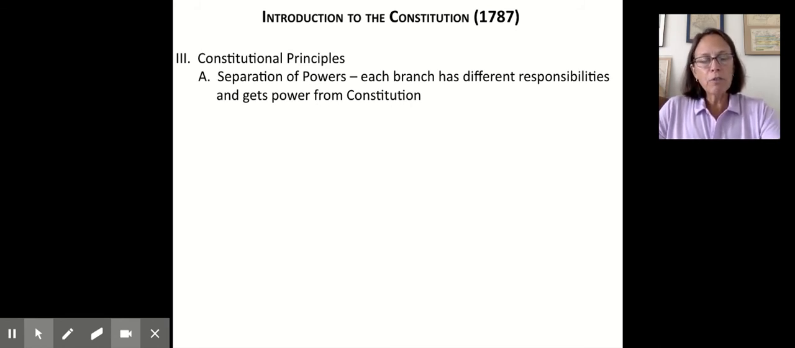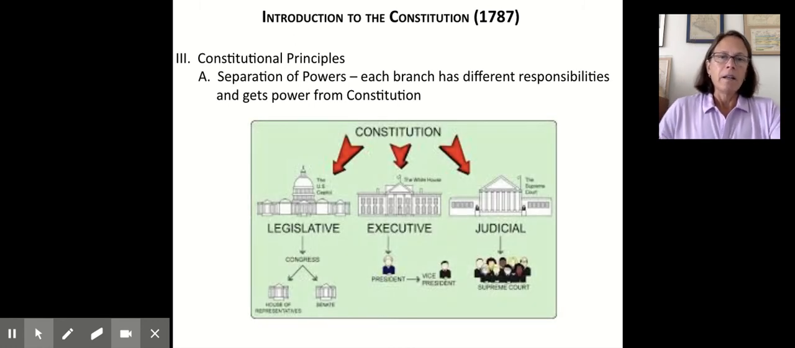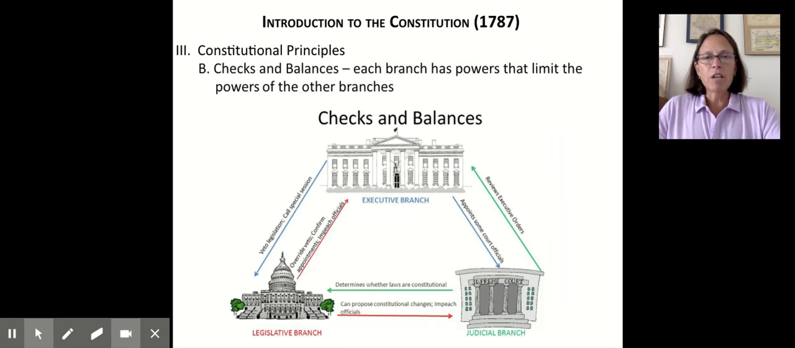If this sounds really familiar, that is because back in world history, you learned about Baron de Montesquieu, and this is one of the principles he felt strongly about, that the branches should be separate and they should get their power from a document, not from each other. So next is the principle of checks and balances.